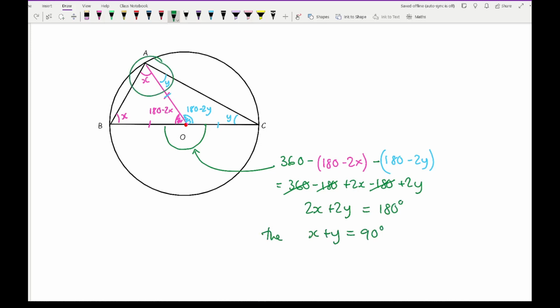And if this angle here is x plus y, then angle BAC has got to equal 90 degrees. And there we've proved this theorem.